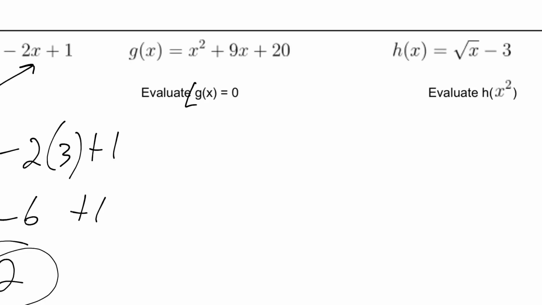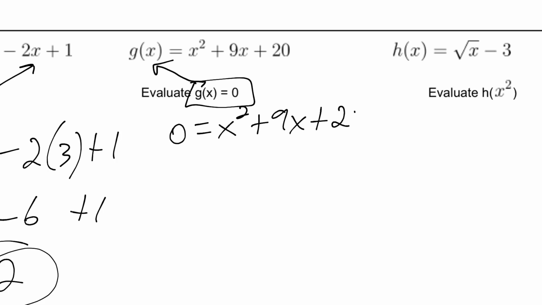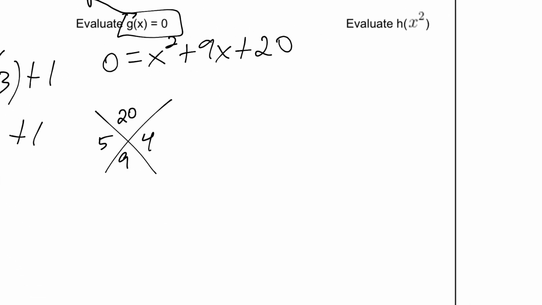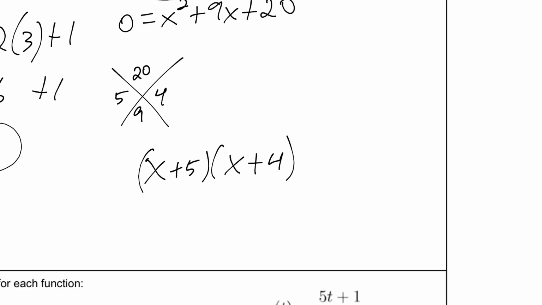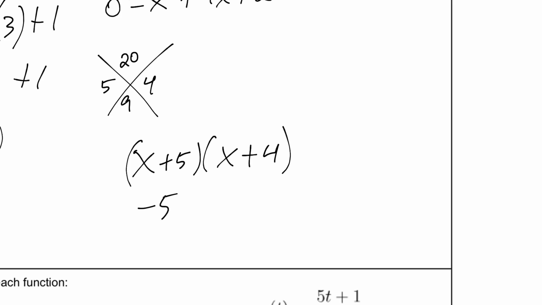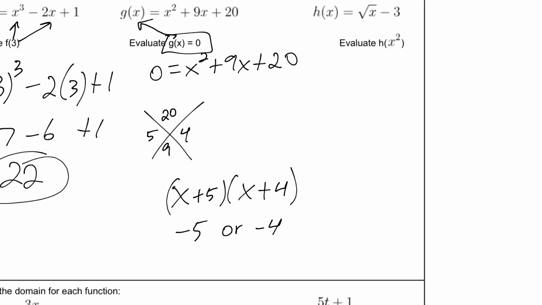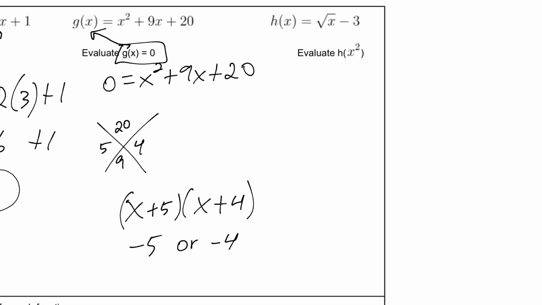For this next one, g of x equals 0 means I plug in on the other side. So this is going to be 0 is equal to x squared plus 9x plus 20. And if I use the x method here, let's put 20 on top and 9 on bottom, and the answers are 5 times 4 and 5 plus 4. So my answer here is going to be x plus 5 times x plus 4, and therefore my solutions are going to be -5 or -4. If I plug those in, I get 0 for y.